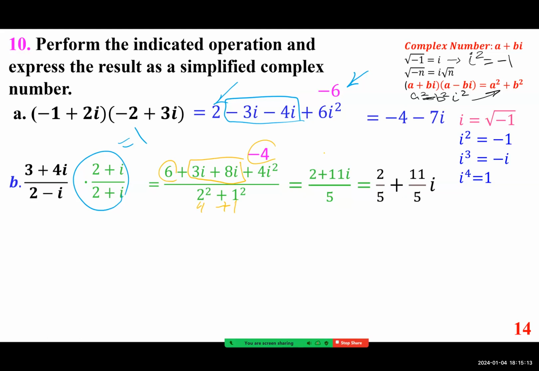Now, if you left it like that, it's okay. However, why am I rewriting it in this format? Because I want you to see, if somebody says, okay, what is the value of a? It's not 2, it's 2 over 5. What about b? It's not 11, it's 11 over 5, including the sign, okay?